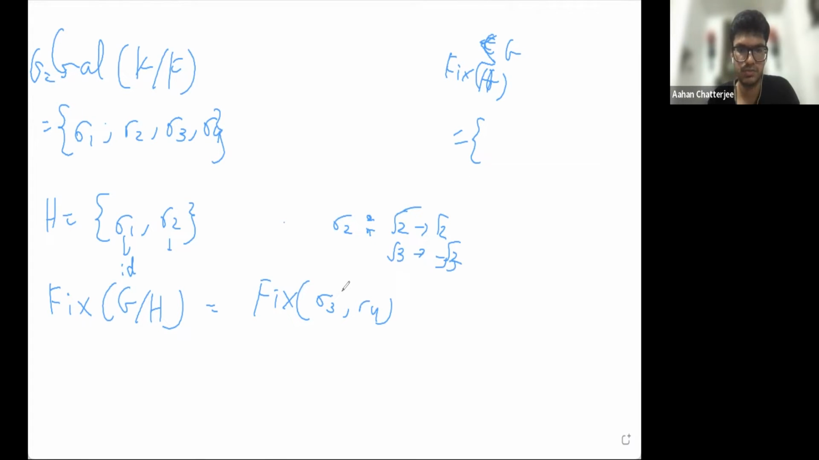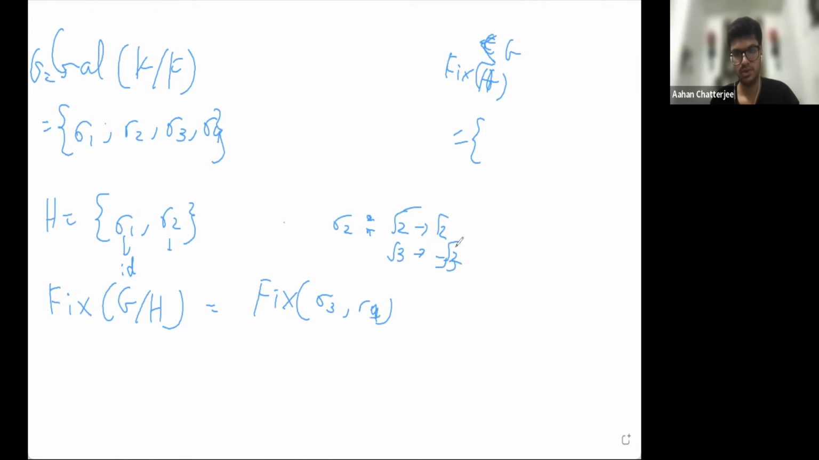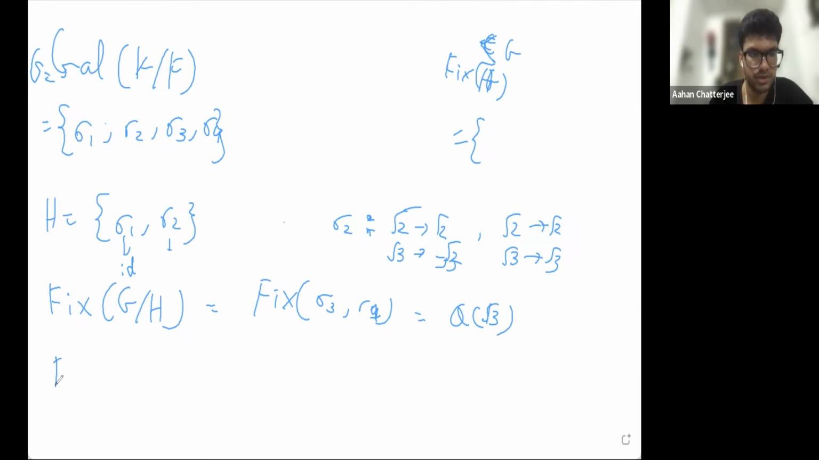Oh, my bad. This is sigma 1, sigma 3. And sigma 3 sends root 2 to minus root 2 and root 3 to root 3. So this is exactly Q(root 3). And then, if you apply the theorem, what the theorem tells you is that you should have that.